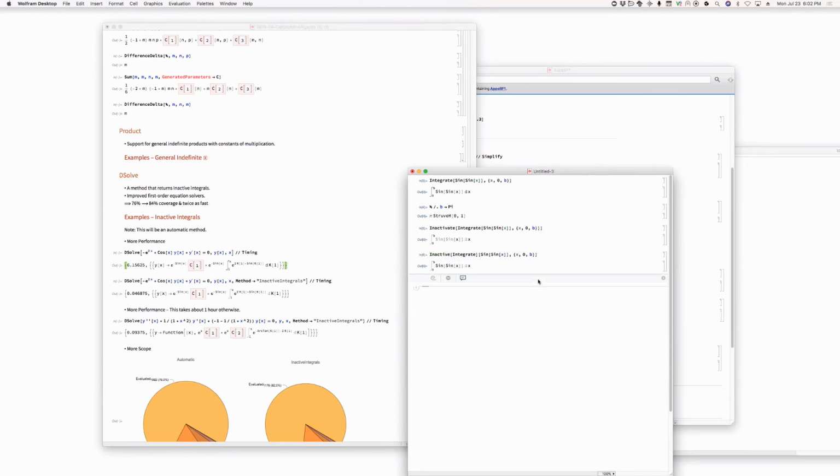Exactly. So now if I say b arrow pi, oops, that's still not going to work. Yeah, obviously it's not going to work.